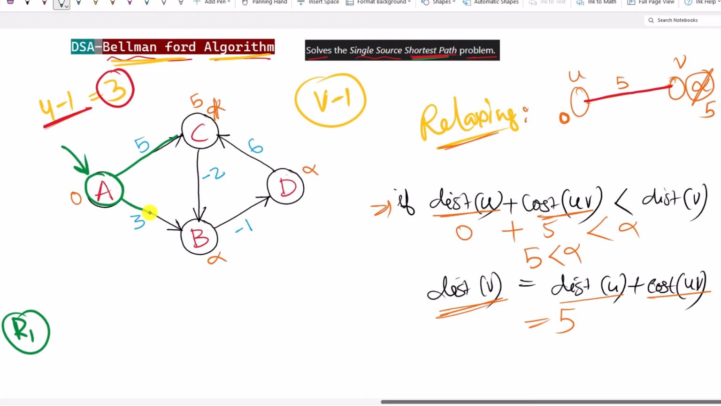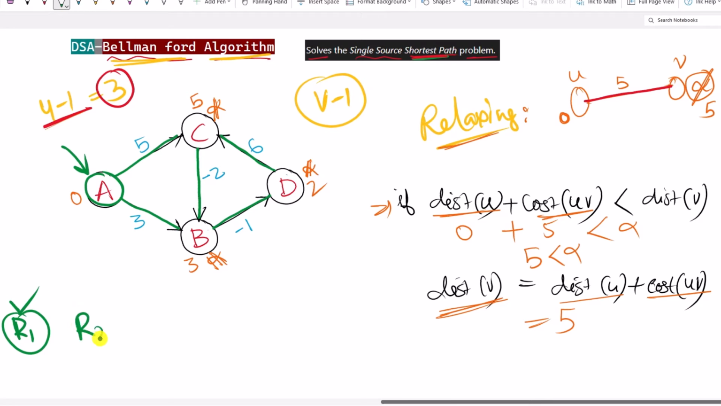Now let's relax the edge AB. Here 0 plus 3 is less than infinite, so we update this to 3. Now relax the edge BC. Here 5 minus 2 is not less than 3, so we don't have to make any change. Next we have the edge BD. Here 3 minus 1 is 2, so 2 is less than infinite, so we update this to 2. Next we have the edge DC. Here 2 plus 6 is not less than 5, so 5 will stay as it is. That means we are done with relaxation 1.